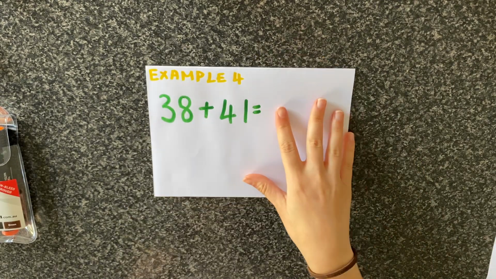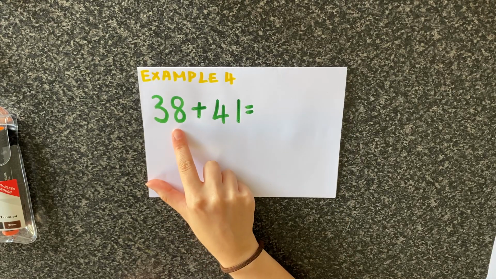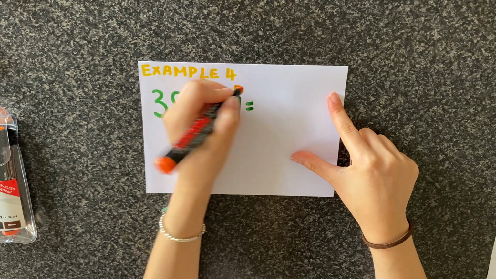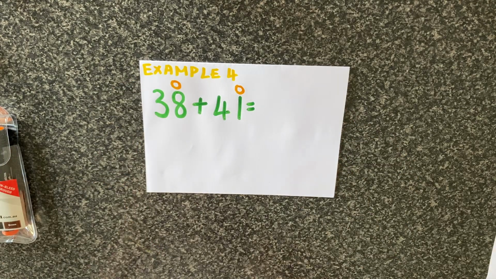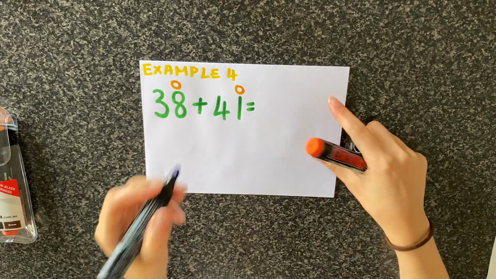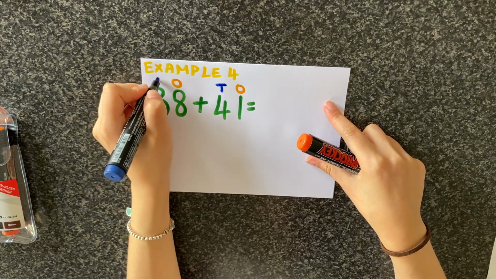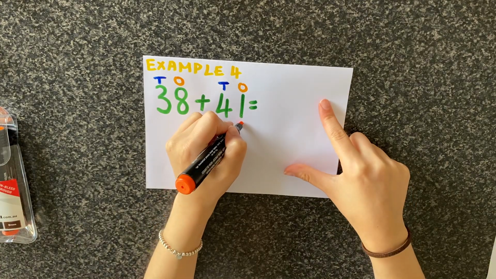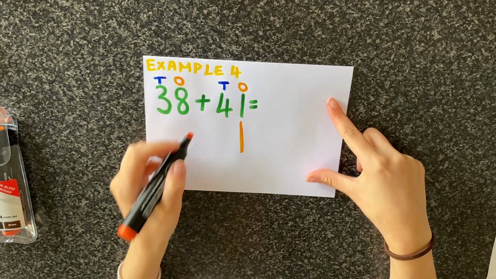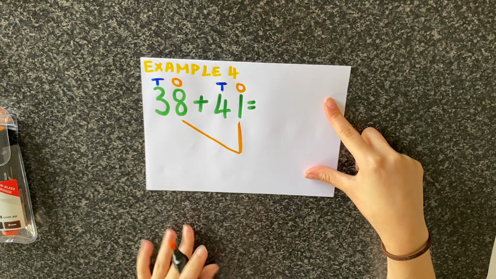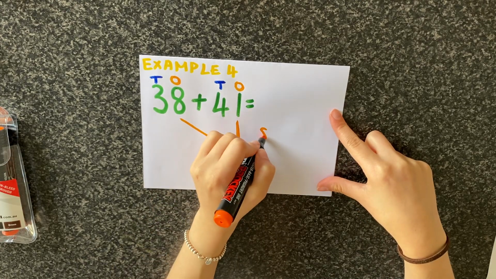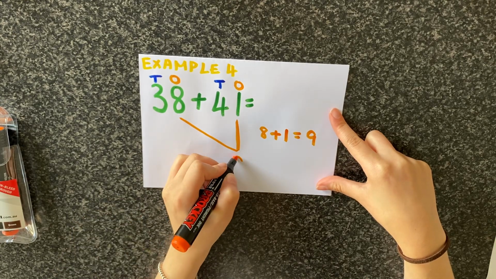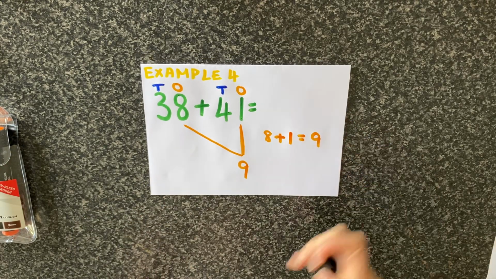All right, let's look at this one. We've got 38 plus 41. Let's do the same thing. I'm going to label my ones and I'm going to label my tens. I'm doing it in different colors just to show you. I'm going to join my ones together first and draw my line down. I've got 8 plus 1, which gives me 9. I'm going to put my 9 down.